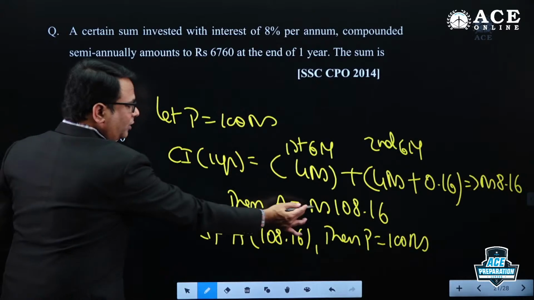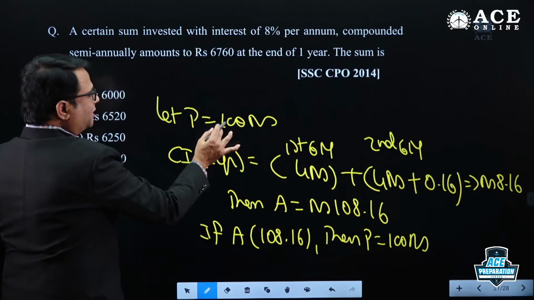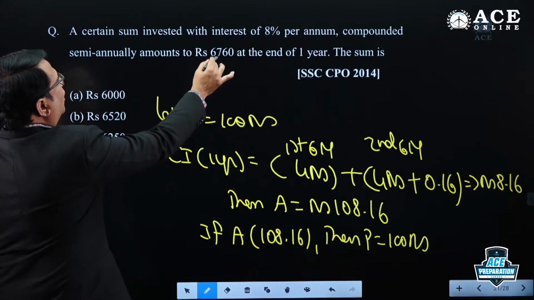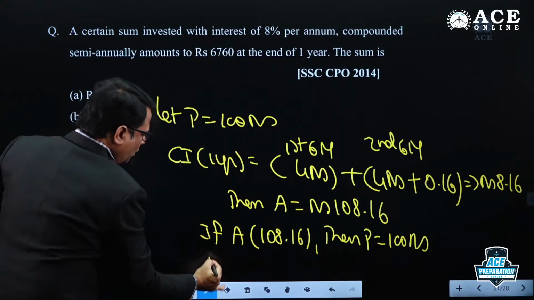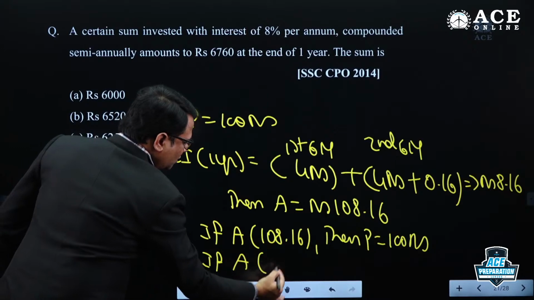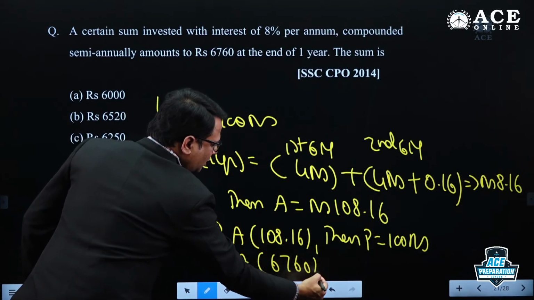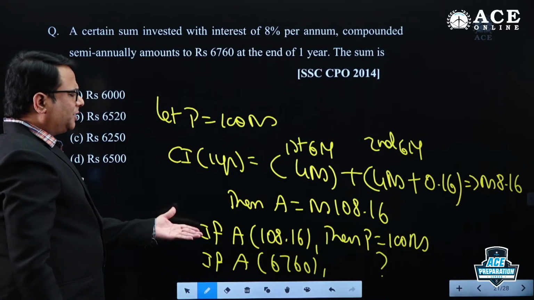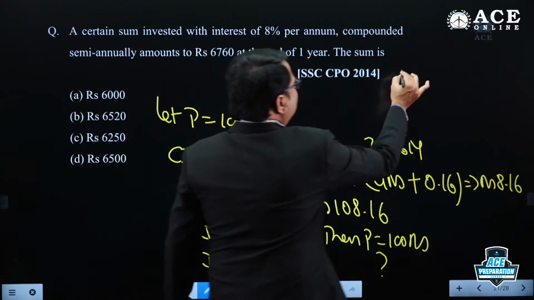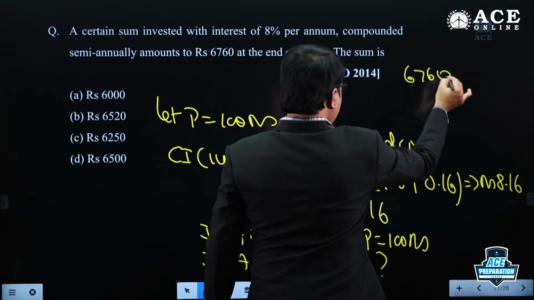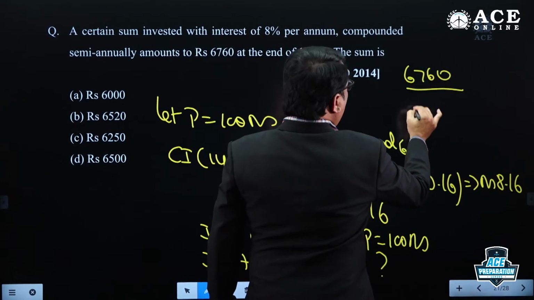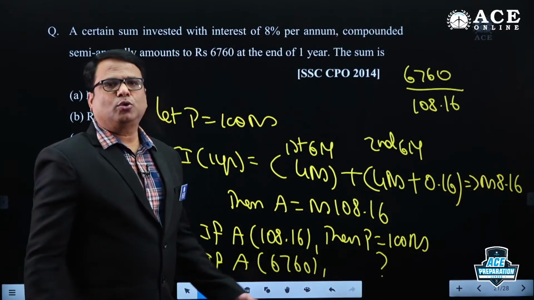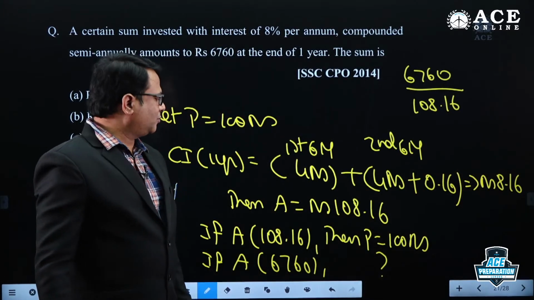You can see here, when amount is 108.16, the principal is 100 rupees. But in the problem, the amount is already given: 6,760. So if amount is 6,760, then how much is the principal? Now you do these calculations and you get the answer. 6,760 divided by 108.16, how many times? You check.